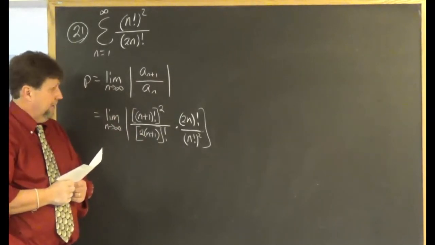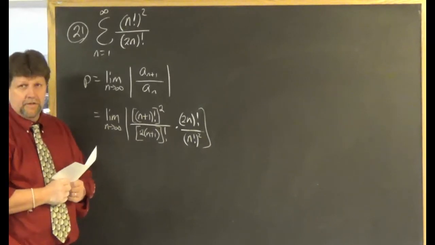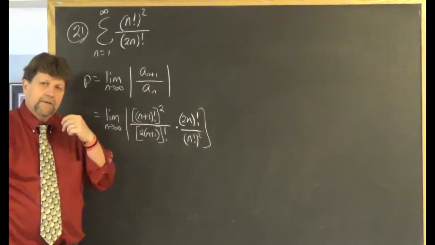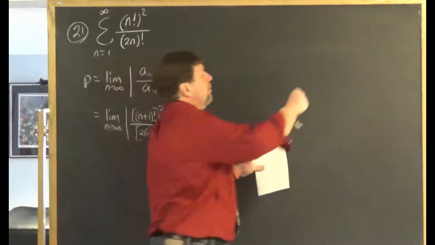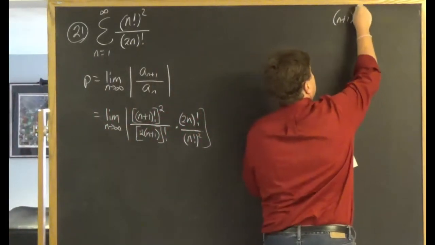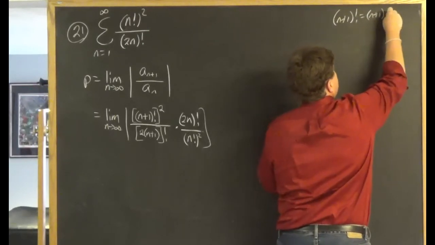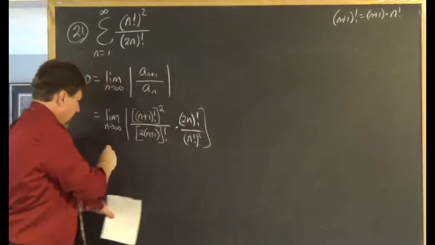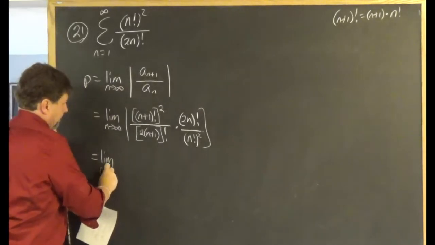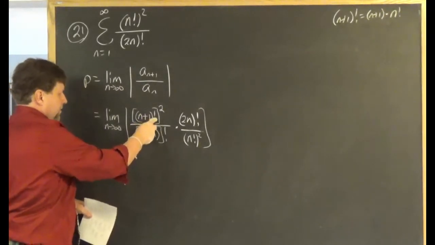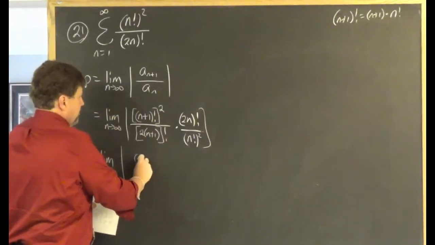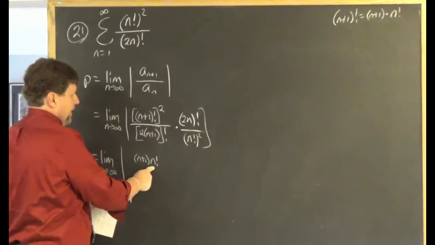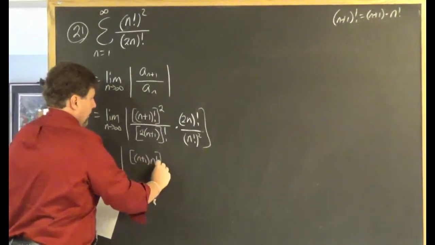Okay, well, now what? Alright, so here's what I think a lot of this comes back to. This n plus 1 factorial. Just knowing that n plus 1 factorial is equal to n plus 1 times n factorial, I think that helps me. So let me rewrite that. This n plus 1 factorial, I'm going to rewrite it as n plus 1 times n factorial. Then I have to remember all of that is being squared.